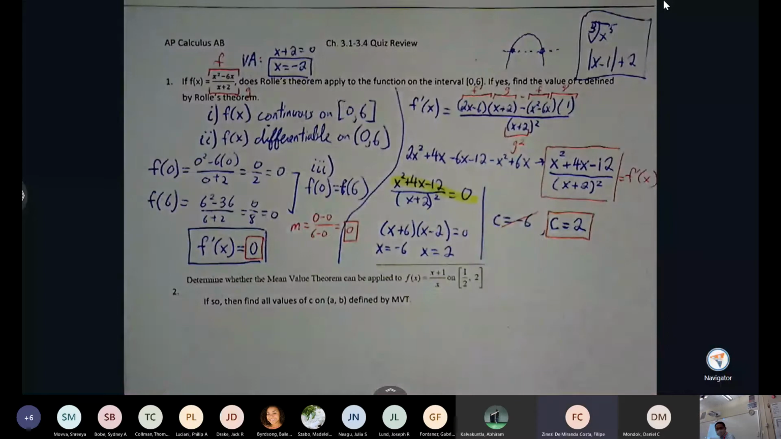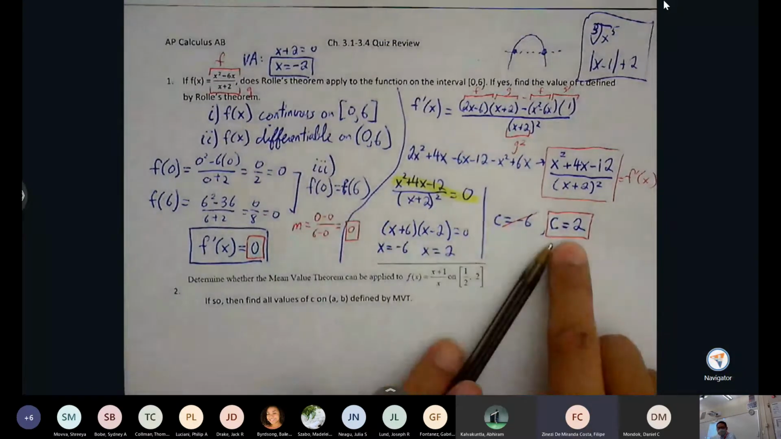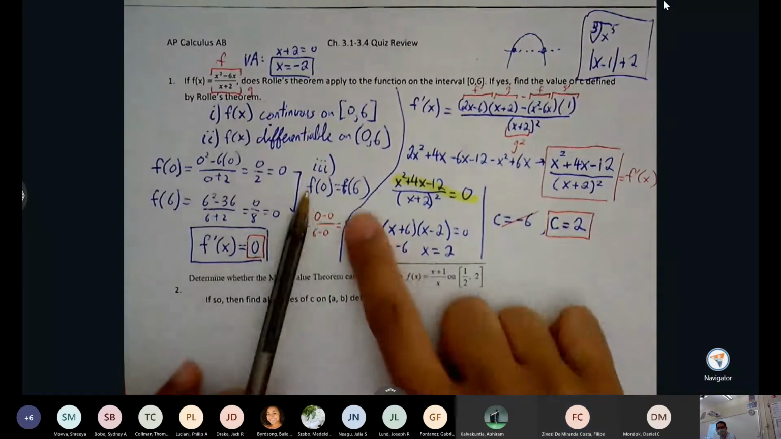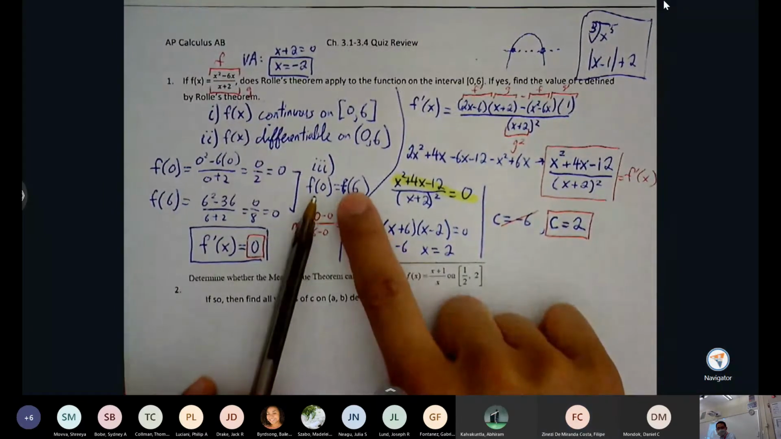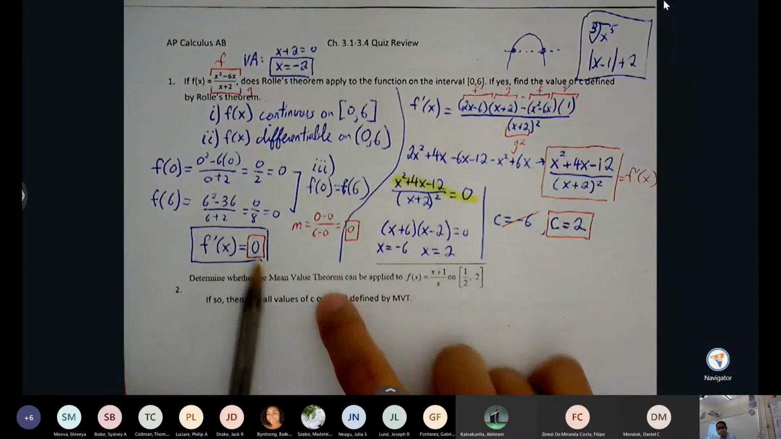Mr. Yang, if Rolle's theorem applies, would the slope always be 0 that we always set it equal to? Yes, if Rolle's theorem applies, we are guaranteed a slope 0. But it's more restrictive, right? So that's why it has to go through this third condition as well. We need those two endpoints to be the same y value before we can jump to this guarantee here.